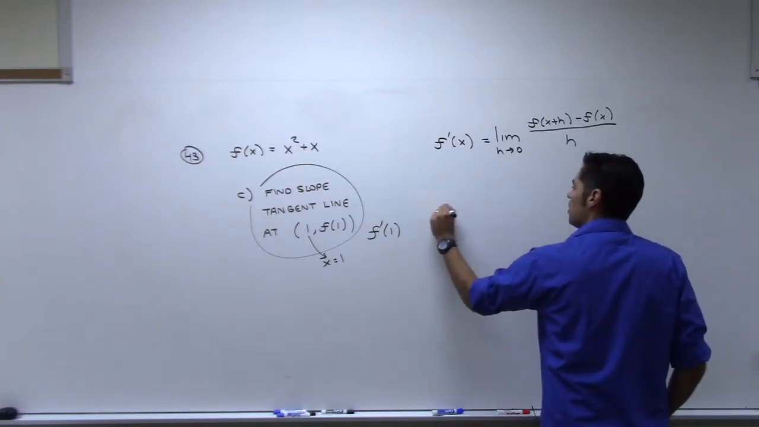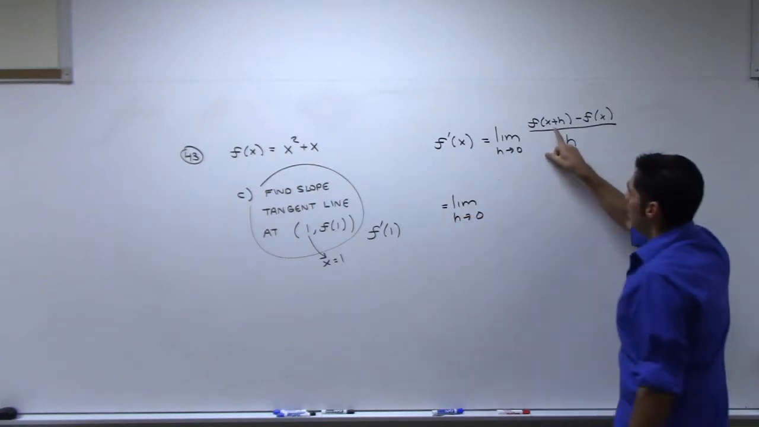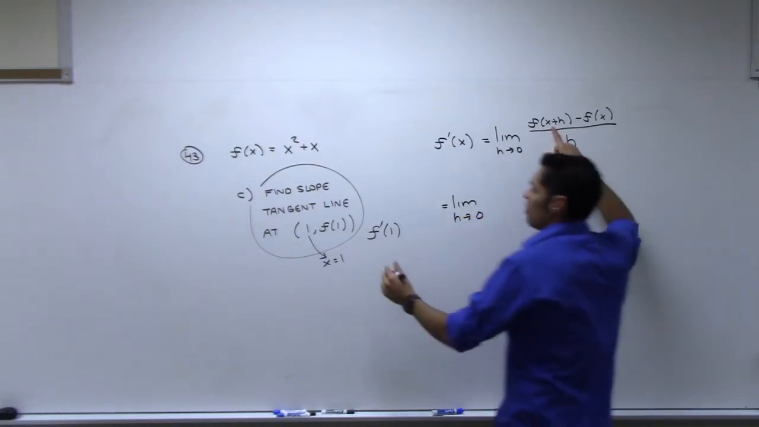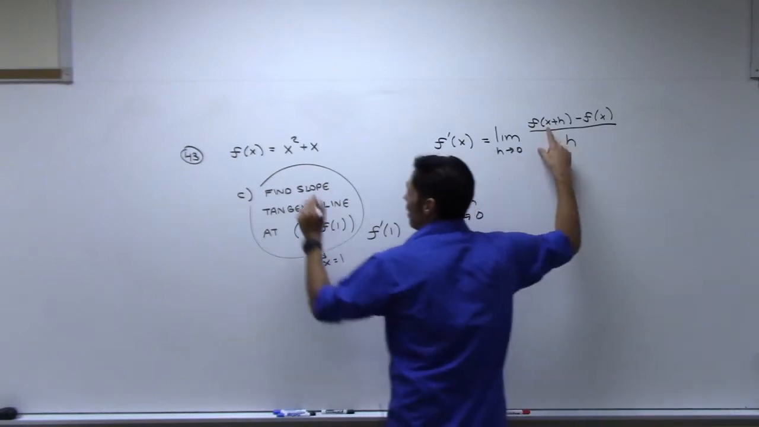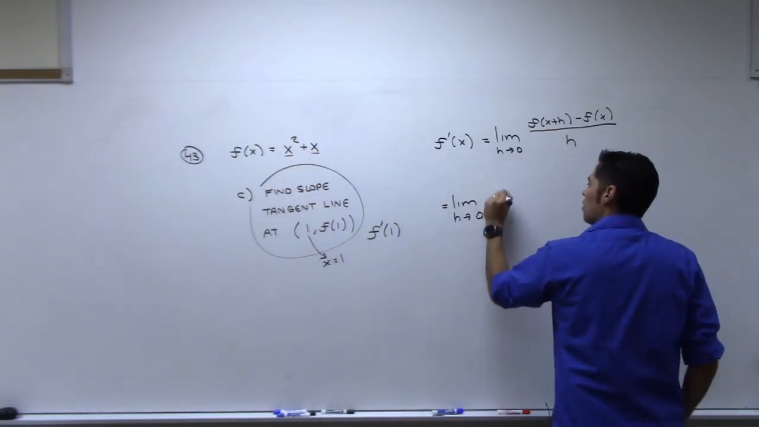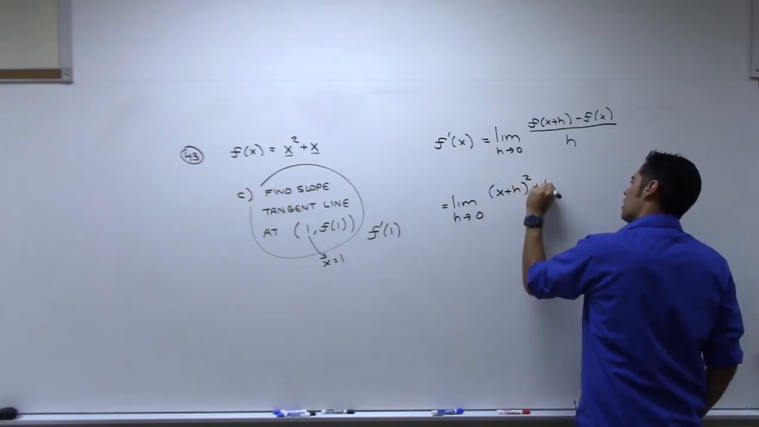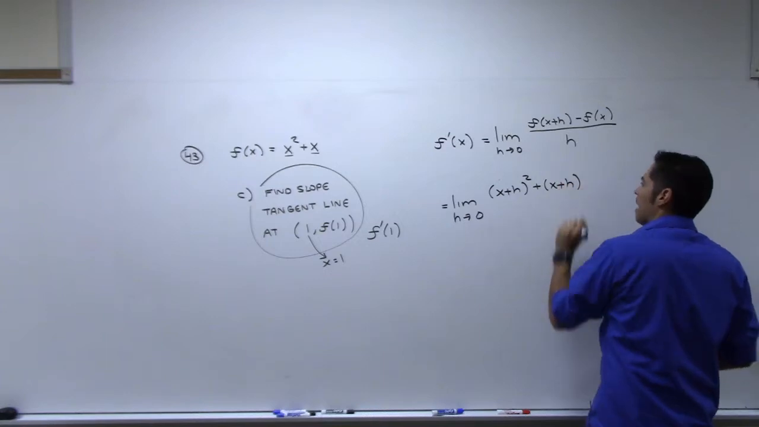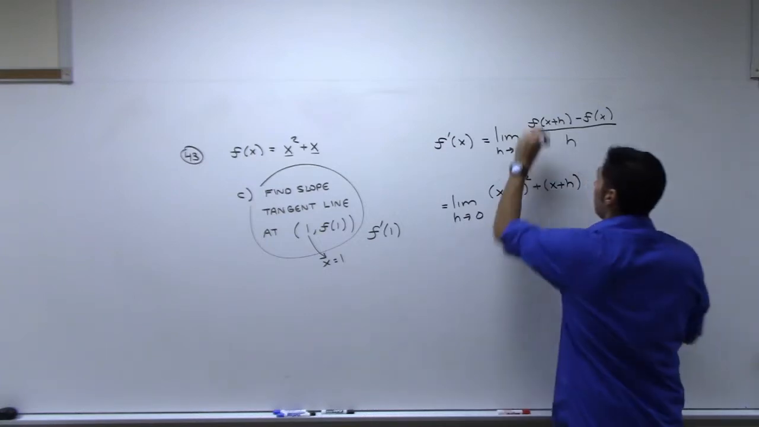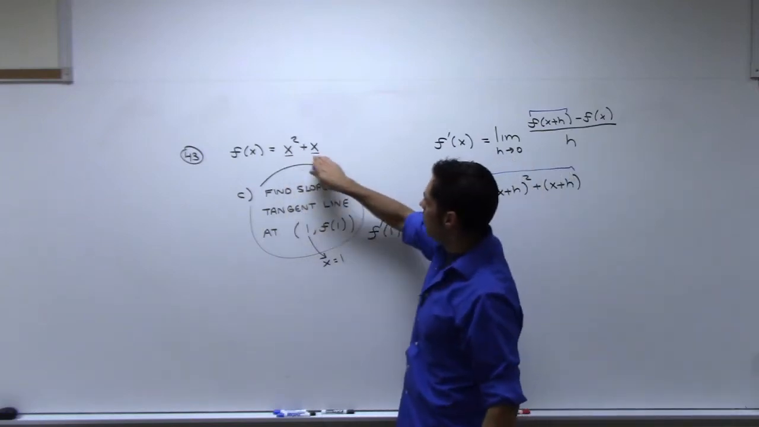So now this is equal to limit h goes to 0. I need to know what f of x plus h is. So I'm not going to do this on the side anymore. I'm just going to do it right here. I need to replace that with x plus h and that with x plus h. So I have x plus h squared plus x plus h. That is what I get when I plug x plus h into this right here.